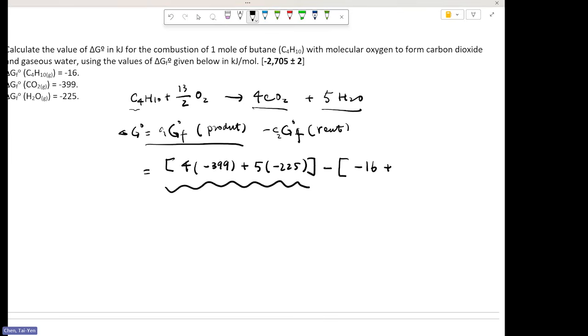For single-element molecules existing in their natural form, the delta G naught formation is always going to equal 0. Even if you don't know that, if the question doesn't provide the delta G naught formation, it is telling you it's 0. That means the second term for your reactants equals 0. If you do these calculations, you will be able to get a value.